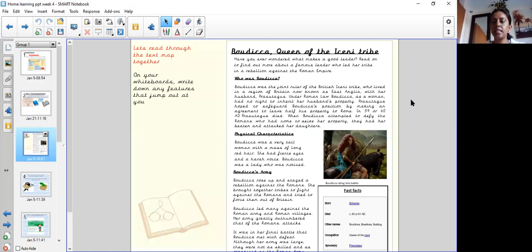Let's read through the text map together, and then I will give you a moment to pause your screen and write down any features that you can see.